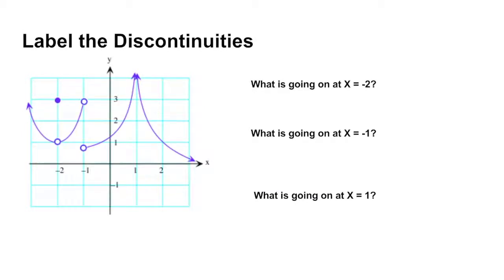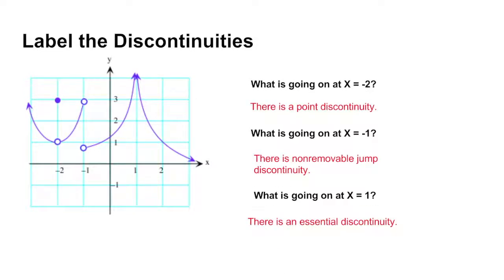So now let's try using our new vocabulary to label these discontinuities. What is going on at x equals negative 2? At x equals negative 2, there is a point discontinuity, because there is just a point above the hole. At x equals negative 1, there is a non-removable jump discontinuity, because the limits as x approaches from the left and from the right do not equal each other.